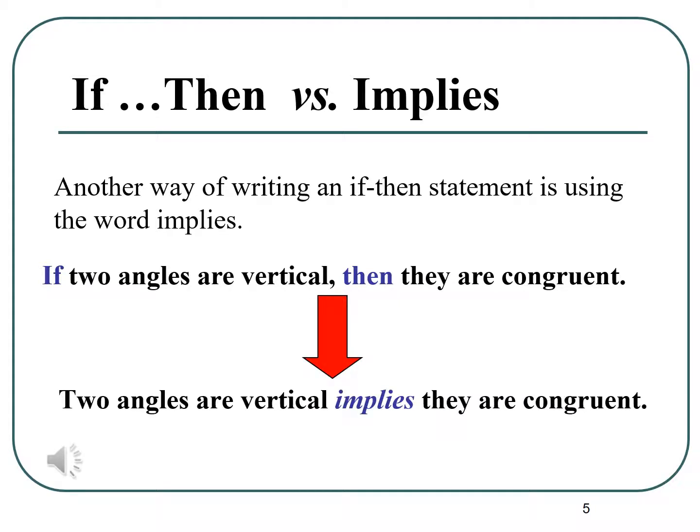Conditional statements don't just have to be in if-then form. You can also rewrite them using the word implies. So let's look at how this would appear. Suppose that you have the conditional statement, if two angles are vertical, then they are congruent. You can use the word implies and rewrite this as, two angles are vertical implies they are congruent.